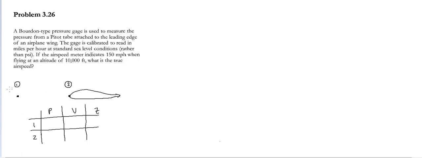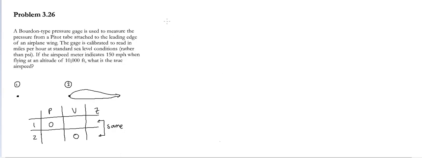We know that point 1 is far away, so we're going to assume atmospheric pressure. Therefore, our gauge value is going to be 0. The pressure at point 2, we do not know. We do not know the velocity at point 1. However, at point 2, because it's a stagnation point, the velocity is going to be 0. And since we assume it's a horizontal streamline, the elevations are going to be the same.